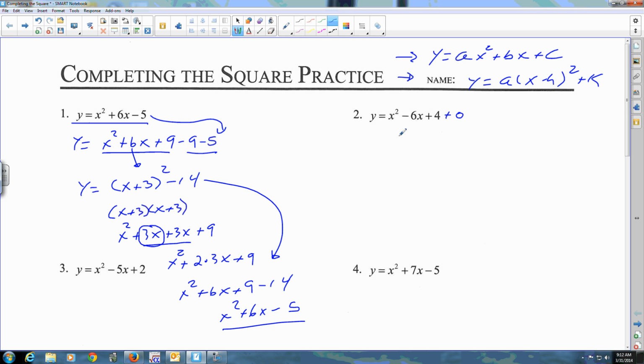Okay? So the pattern, once again, is going to be: take half the middle, square it, add it, subtract it, and the end number just goes along for the ride. The first 3 you're going to force a perfect square. And you get this number by taking half the middle. Minus 9 plus 4 is minus 5. You're done.